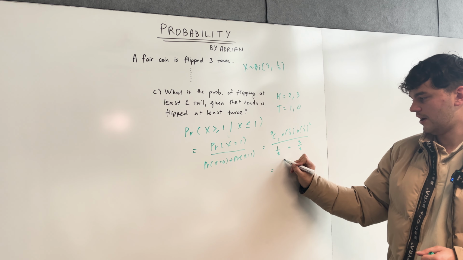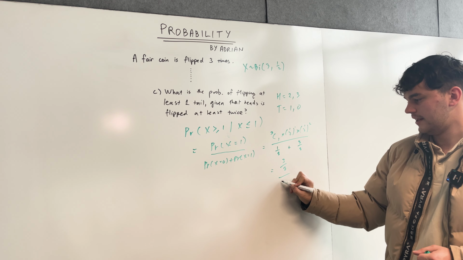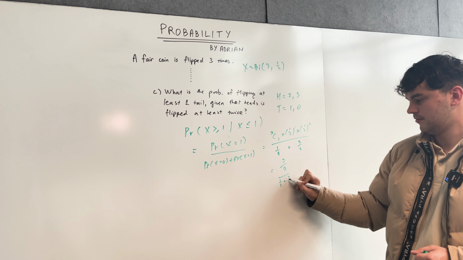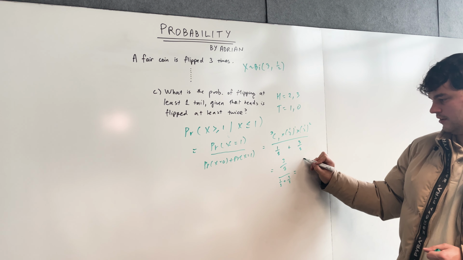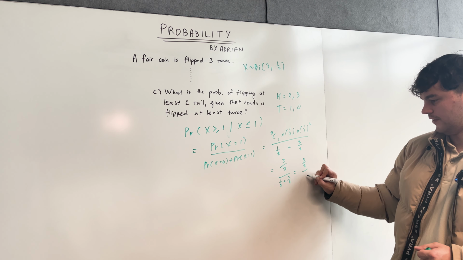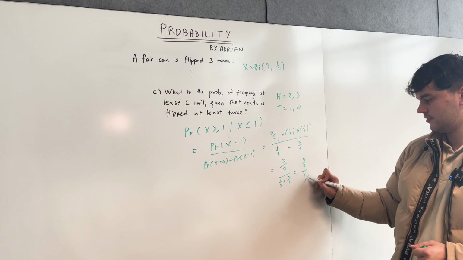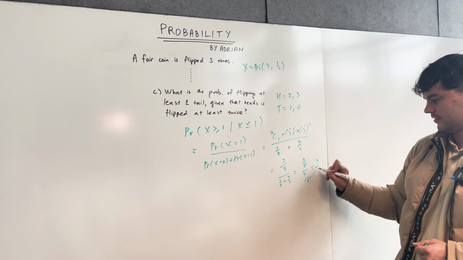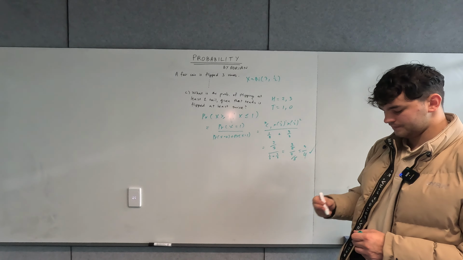So I'm just going to rewrite that more neatly. 3/8 over 1/8 plus 3/8. So we end up getting 3/8 divided by 4/8. And then the 8's cancel out, and you're left with 3/4 as your answer.